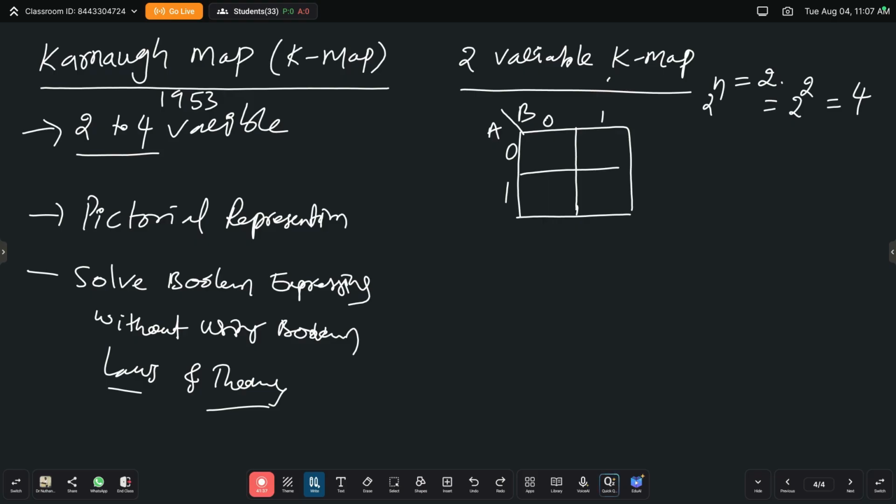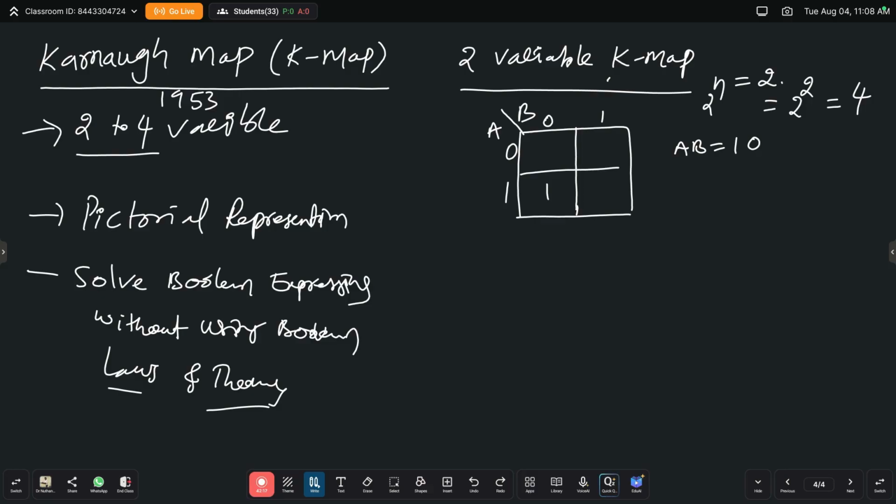So, sir, how to represent? For example, the given input is AB equals 1, 0. What is the A value here? A value is 1. What is the B value? 0. So you can represent it like this: always you write 1. 1 is nothing but a grouping. Problem is clear?